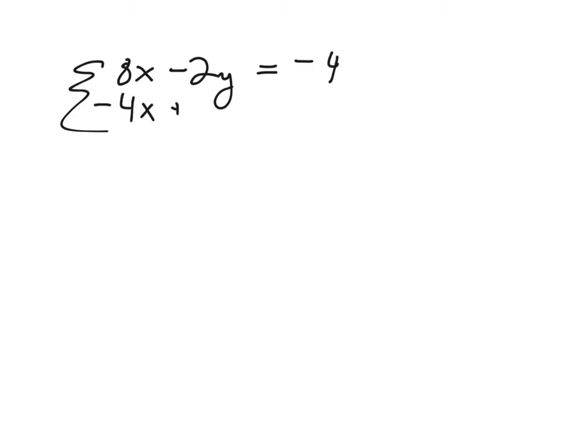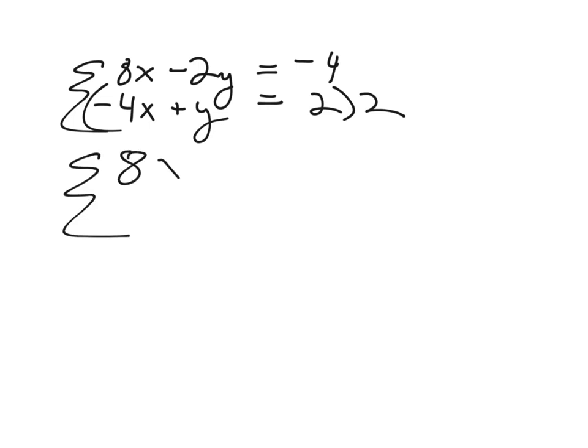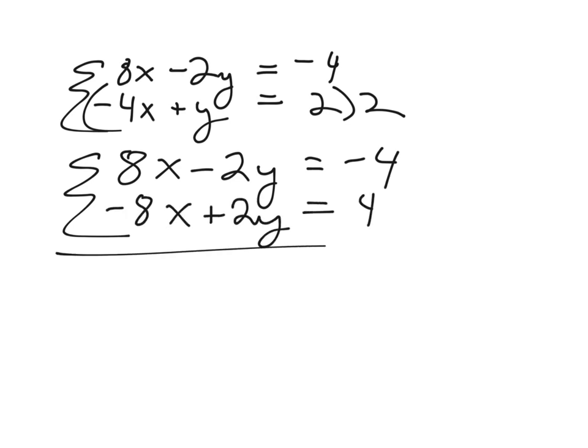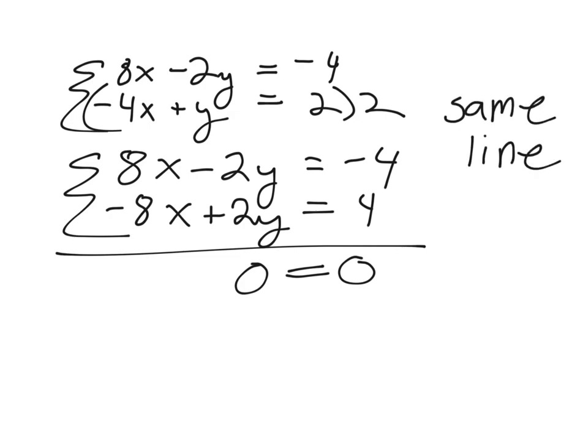Okay? Another special case. Multiply this bottom part by 2 to make it negative 8. So we get negative 8x plus 2y equals 4. You end up with 0 equals 0. Now this is a true statement, but why did everything cancel? It's because those are the same line.